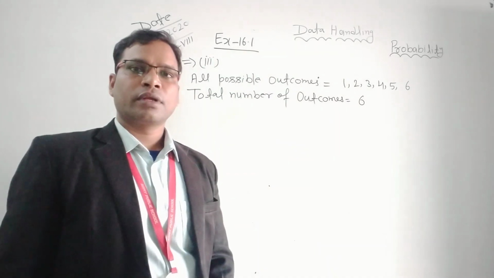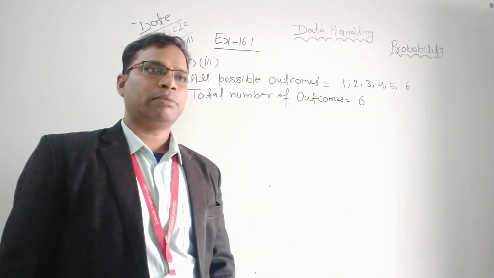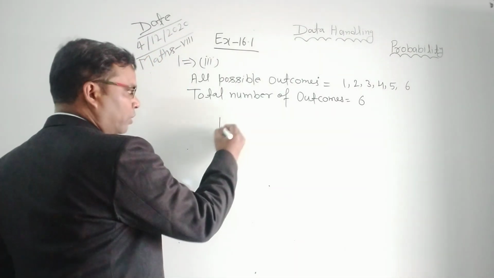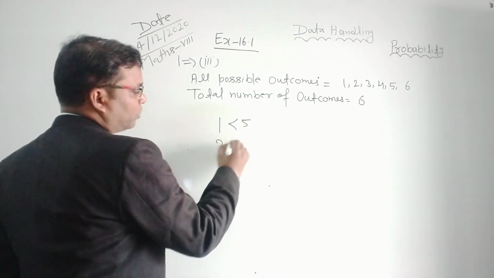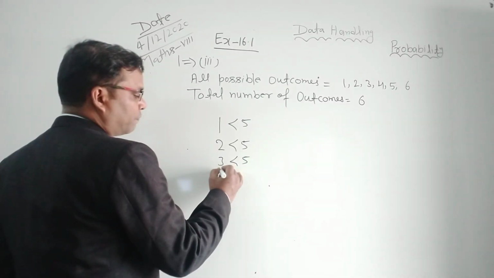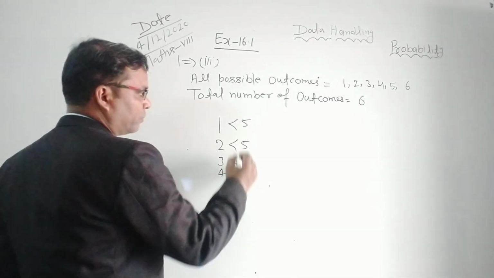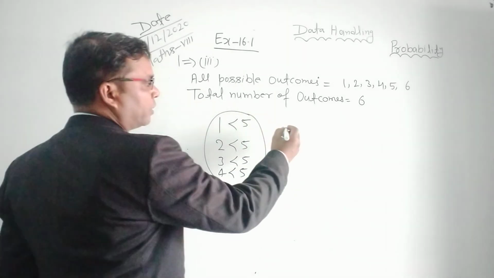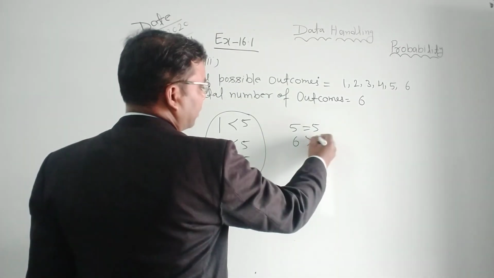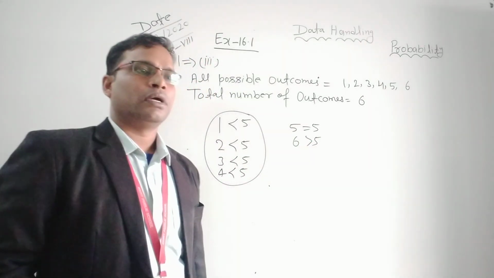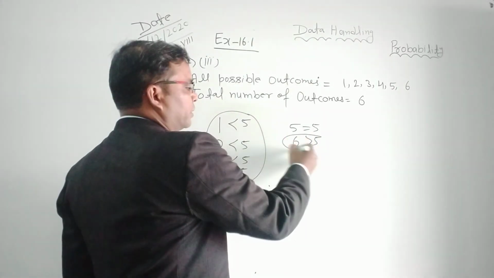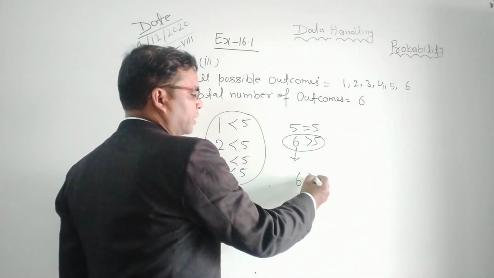So we need to find the probability of getting a number greater than 5. So you can see all these numbers: 1 is less than 5, 2 is less than 5, 3 is less than 5, 4 is also less than 5. Only we have 5 and 6. 5 is equal to 5 and 6 is greater than 5. So we need to find greater than 5, and we have only one number, this number 6. 6 is greater than 5.